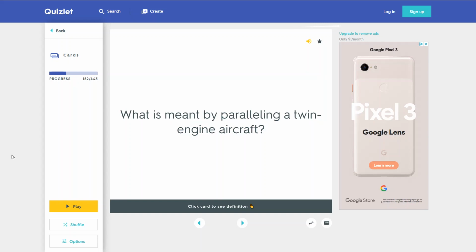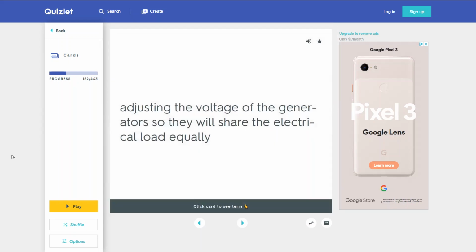What is meant by paralleling a twin-engine aircraft? Adjusting the voltage of the generators so they will share the electrical load equally.